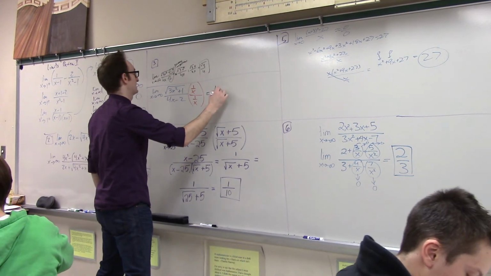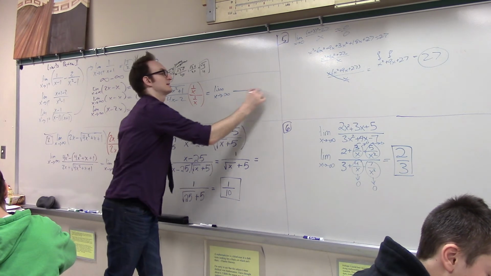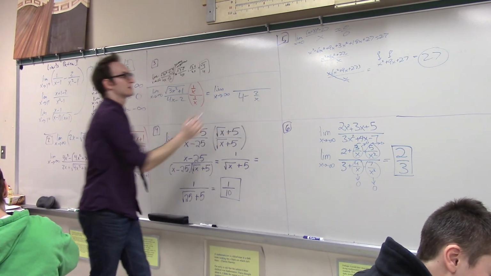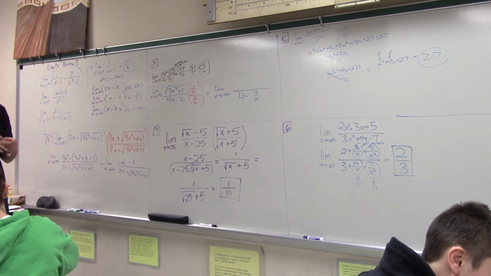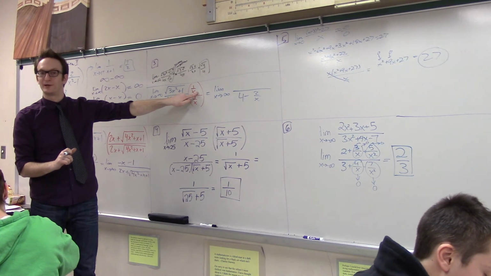Well, this becomes the limit as x goes to infinity of, well, the bottom is easy. The bottom is going to be 4 minus 2 over x. What happens on the top, though, is that now I have to put 1 over x back in, right?